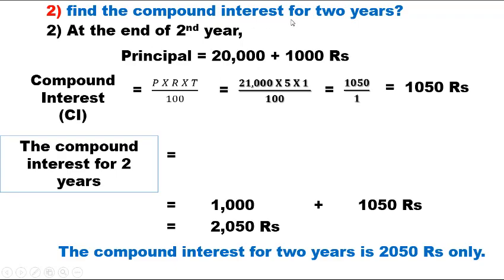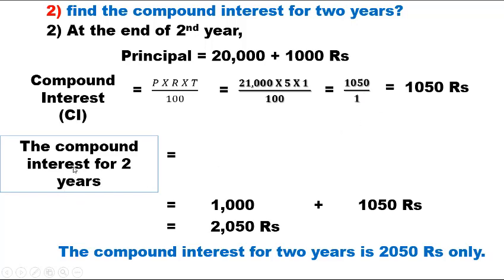Second, find the compound interest for the 2 years. At the end of the second year, principal is equal to 20,000 plus 1000. Therefore, interest is equal to P into R into T divided by 100, which is equal to 21,000 into 5 into 1 divided by 100, which is equal to 1050 rupees.